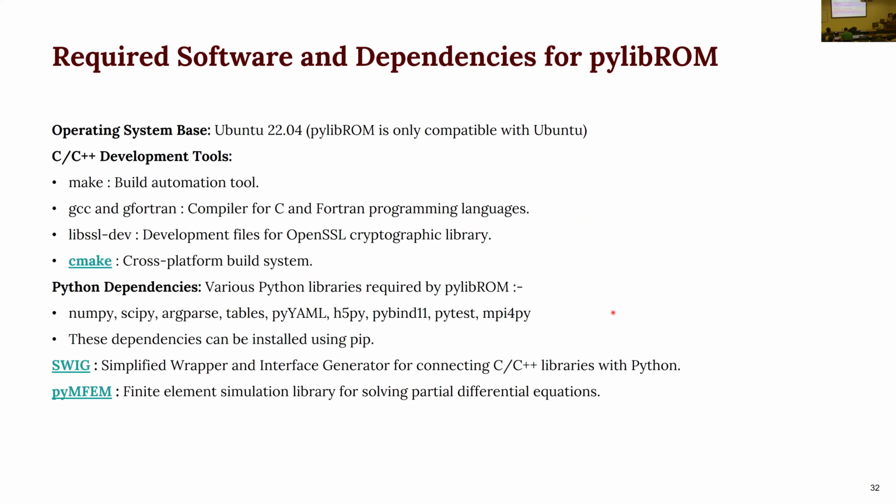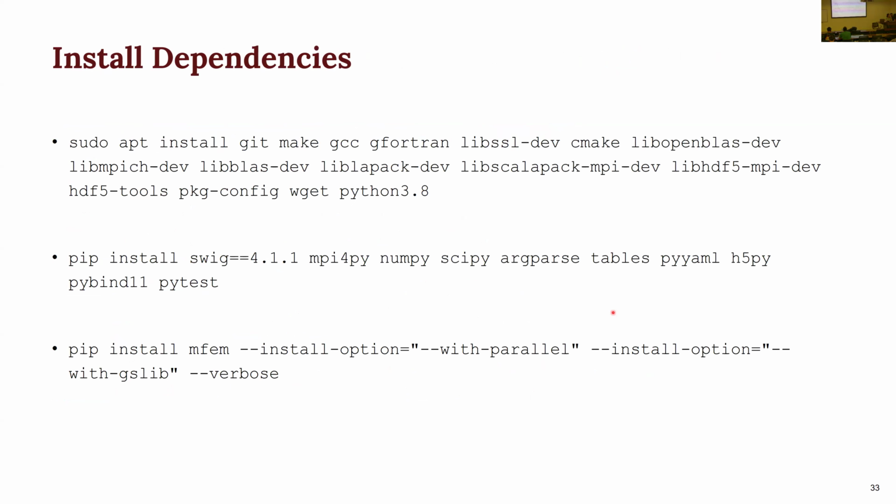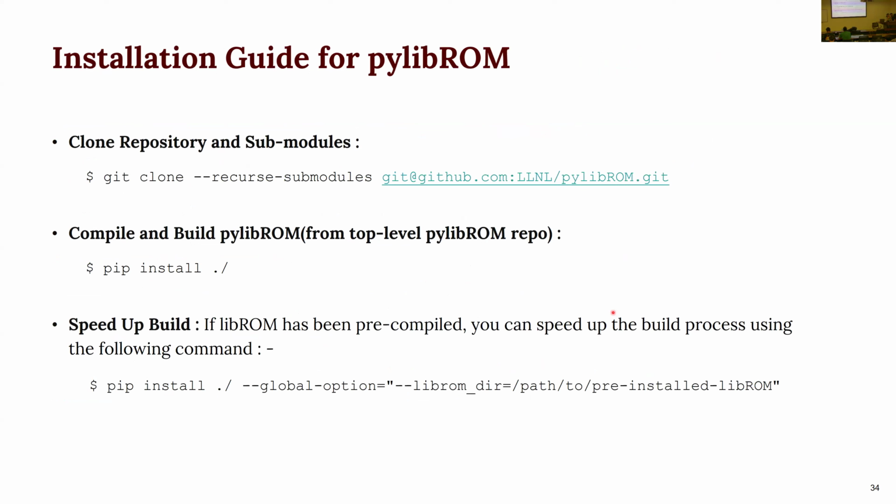in approach 2. In order to install pylibROM, we need to have all the dependencies. We need C or C++ development tools such as Make, GCC, GFortran, and CMake, and Python dependencies such as NumPy, SciPy, H5py, tables, etc. And in addition to this, we also need SWIG and PyMFEM libraries. You can install all these tools and dependencies by using these 3 commands. After this, the next step is to clone the pylibROM repository.